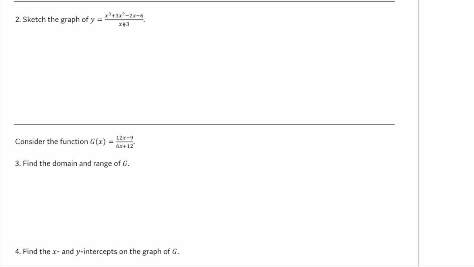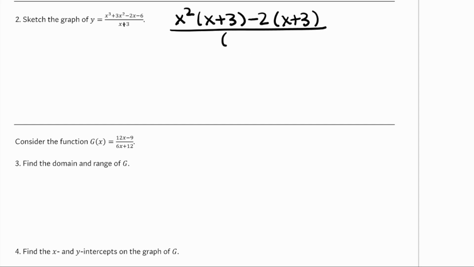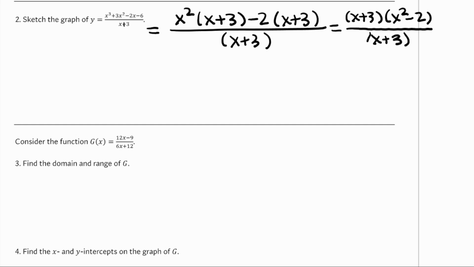So I'm going to factor the top: x squared times x plus 3, minus 2 times x plus 3, all divided by x plus 3. I factor out the x plus 3's, and I'm left with an x squared and a minus 2. And I'm going to divide by x plus 3. Cancel those off. So my graph is going to look like y equals x squared minus 2, with a hole at x equals negative 3.